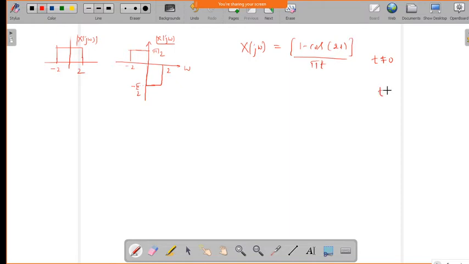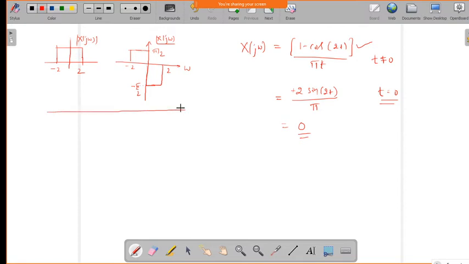Now for t equal to 0, you need to apply the L'Hospital rule. Differentiate the numerator and denominator separately. Differentiating the cos term you get minus 2 sine of 2t, and the minus and minus become plus, and differentiating t gives pi. Now if you substitute t equal to 0, this value goes to 0. So for t equal to 0 the value is 0, and for t not equal to 0 this expression exists for this signal.